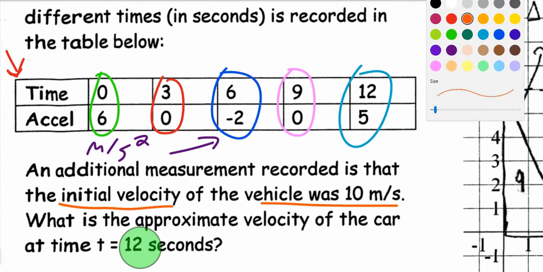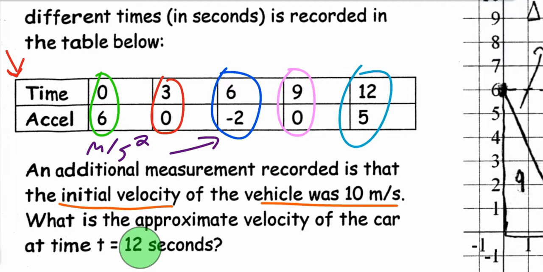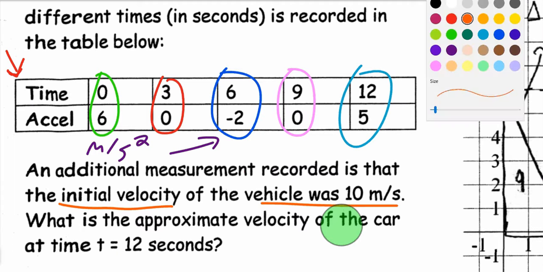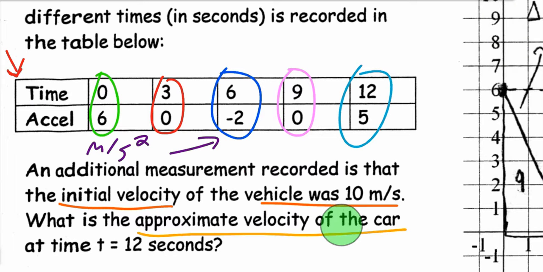So there's kind of a lot going on here. And you could almost say this is an initial value problem, but you're going to see that it's also basically a net change problem. So let's go ahead and just circle what the question is asking. We want to know the approximate velocity of the car at time t equals 12. So how is this a net change problem? Well, if you integrate acceleration on a given interval, you will be given velocity, and that's because acceleration is the rate of change of velocity.